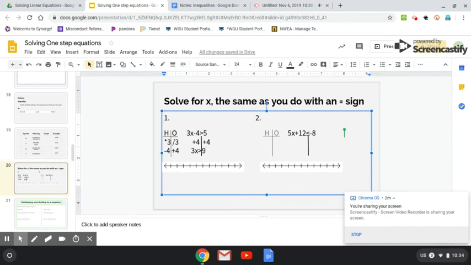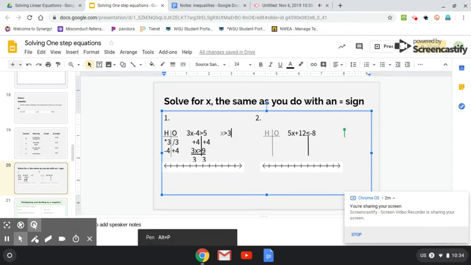All right, so now I need to divide both sides by 3. So 3x divided by 3, and then 9 divided by 3. I'm going to write my answer up here. So I have x is greater than, okay, 3 divided by 3 is 1. That's how we got the x. 9 divided by 3 is 3. So x is greater than 3.